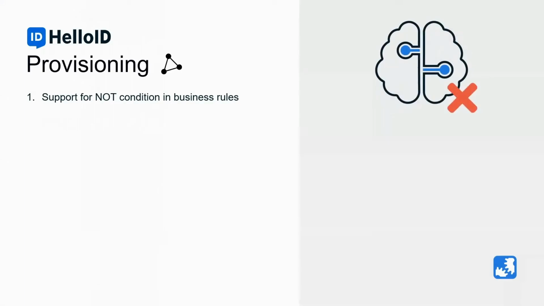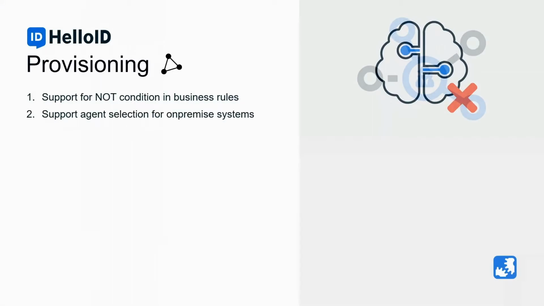First, we added support to invert conditions inside the business rules. With this new option, you can easily exclude a specific population of persons by defining the not condition. This invert can be applied to all condition options available within the business rules.